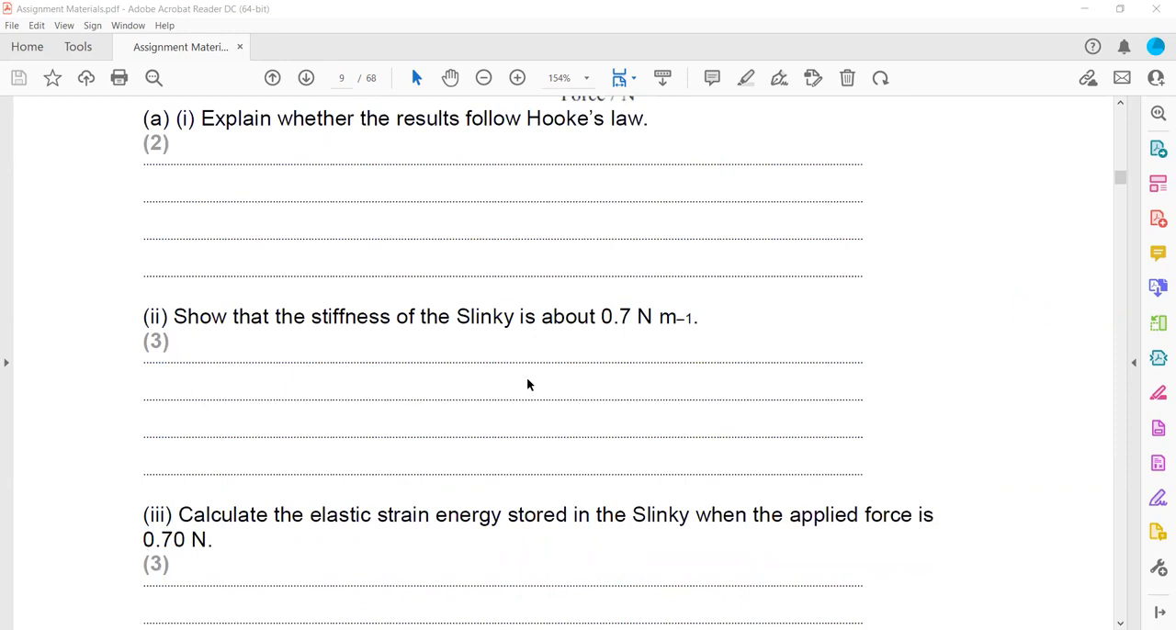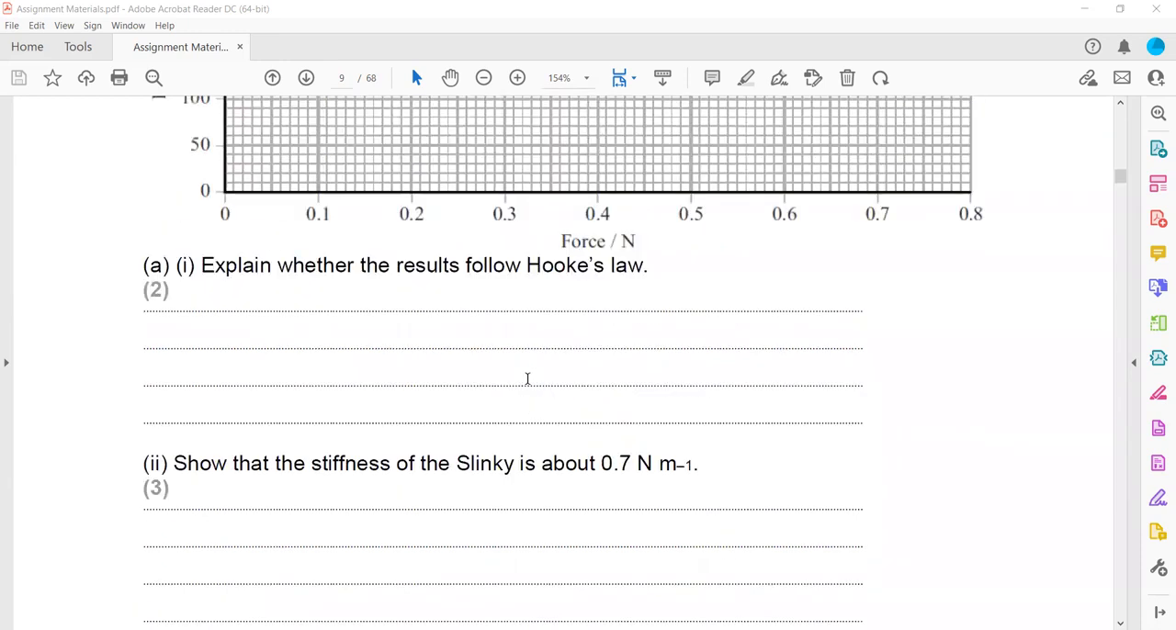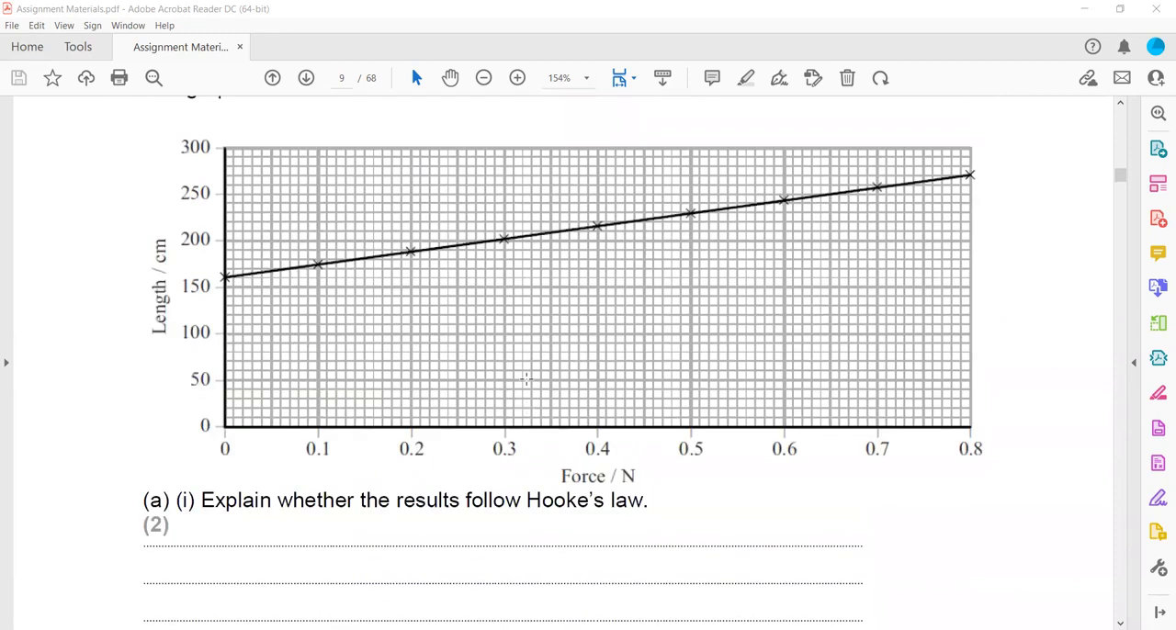Show that the stiffness of the slinky is about 0.7 newton per meter. So stiffness is how much force is needed to produce a 1 centimeter or 1 millimeter extension. How do we work out the stiffness? You can find the gradient, because the gradient will give us the value of k. Or you can also use two points.